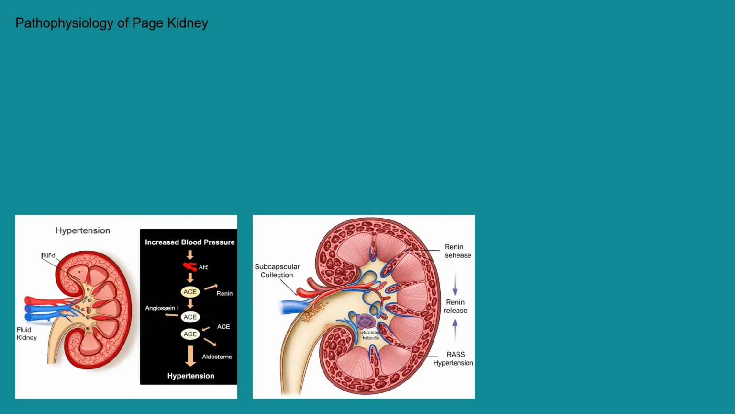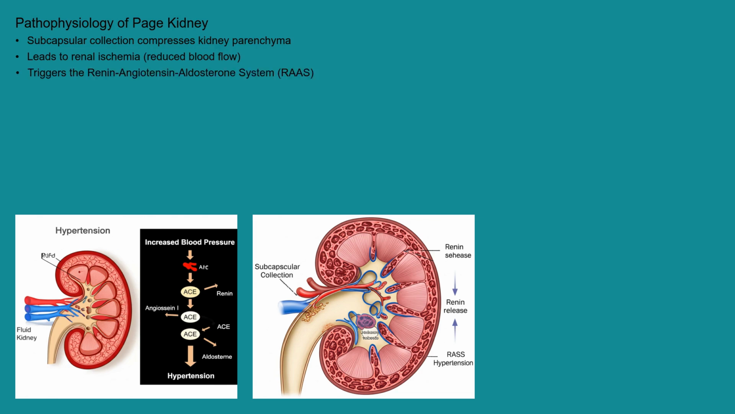Now let's understand the pathophysiology behind Page kidney. The compression of the kidney parenchyma by the subcapsular collection leads to renal ischemia, a reduction in blood flow to the kidney tissue. This ischemia triggers the renin-angiotensin-aldosterone system, or RAAS, a hormonal system that regulates blood pressure and fluid balance. The kidney, sensing reduced blood flow, releases renin.